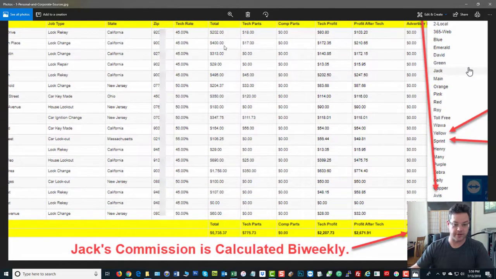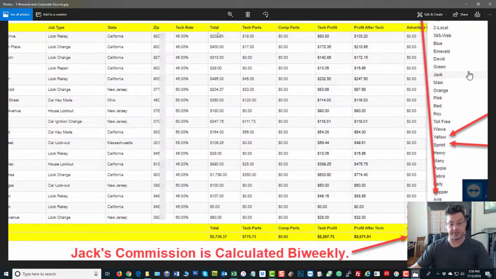Now, here's the stuff I thought was neat. 18 closed jobs so far, okay? For a total of $5,735.37, which I thought was really neat.